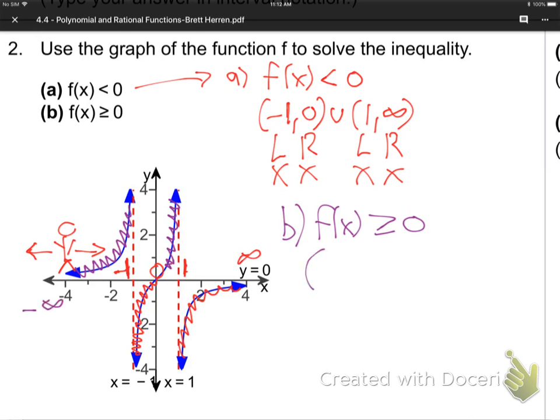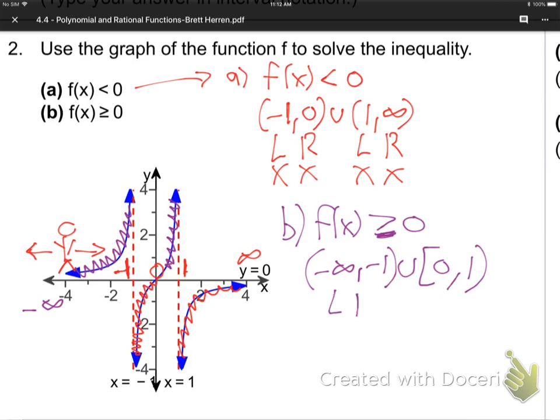Negative infinity to -1, very good. And this has the bar. It can't have the bracket because it's an asymptote. Not at the -1. It will never touch it. It'll be at the 0. But it will be at the 0. Yeah, like that. Everybody see that?